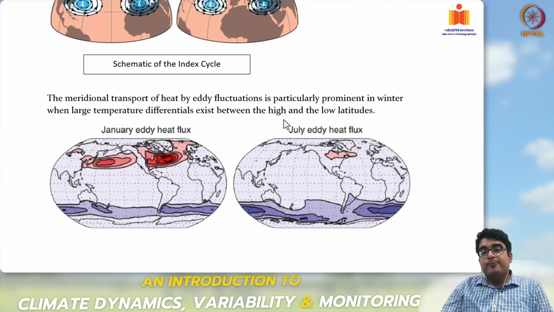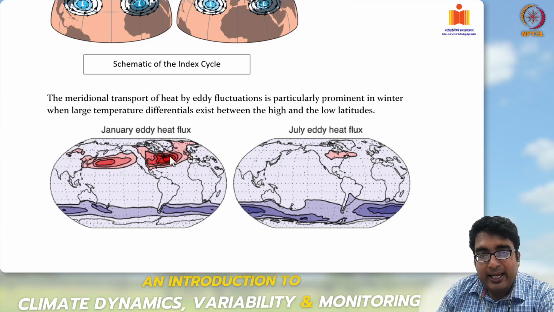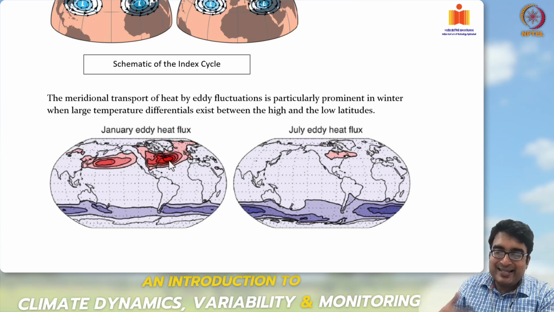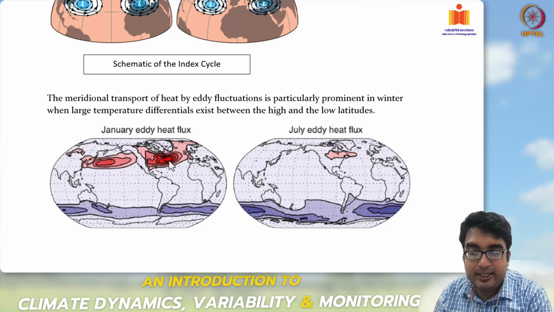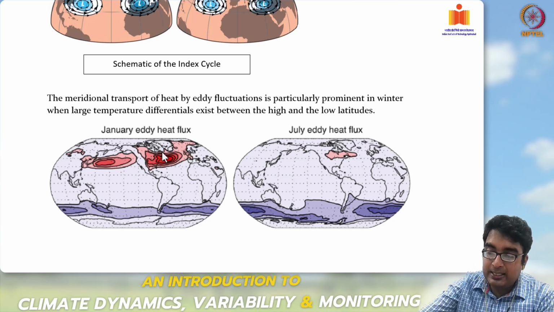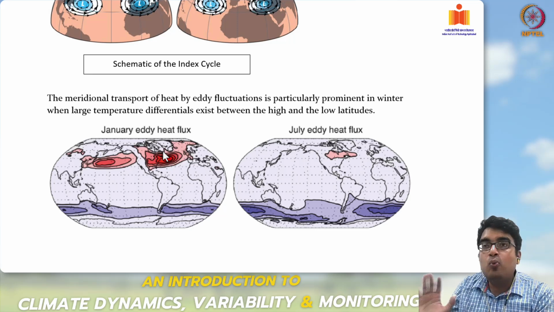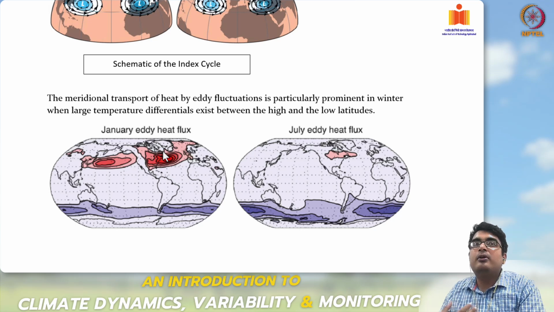The meridional transport of heat by eddy fluctuations is particularly prominent in winter when a large temperature differential exists between the high and the low latitudes. So, the January eddy heat flux is strong in the northern hemisphere. This repeated cyclonic and anticyclonic circulation is particularly intense during the winter times in the mid-latitudes because of the large gradients of insolation between the subtropics and the subpolar region. So, in winter the mid-latitudes are particularly susceptible to precipitation and snow events.